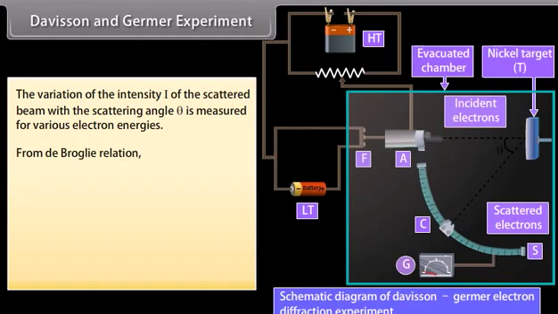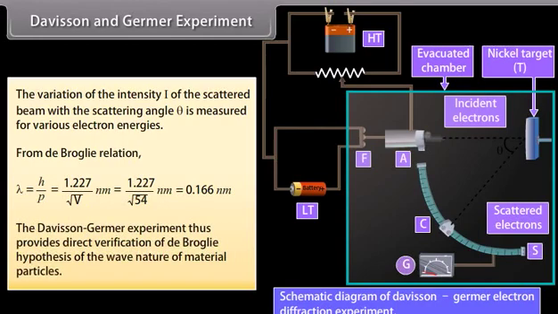For these electrons accelerated through a potential difference of 54 V, lambda = h/p, which equals 1.227/square root of V nanometer = 1.227/square root of 54 nanometer = 0.166 nanometer. The Davisson-Germer experiment thus provides direct verification of the de Broglie hypothesis of the wave nature of material particles.